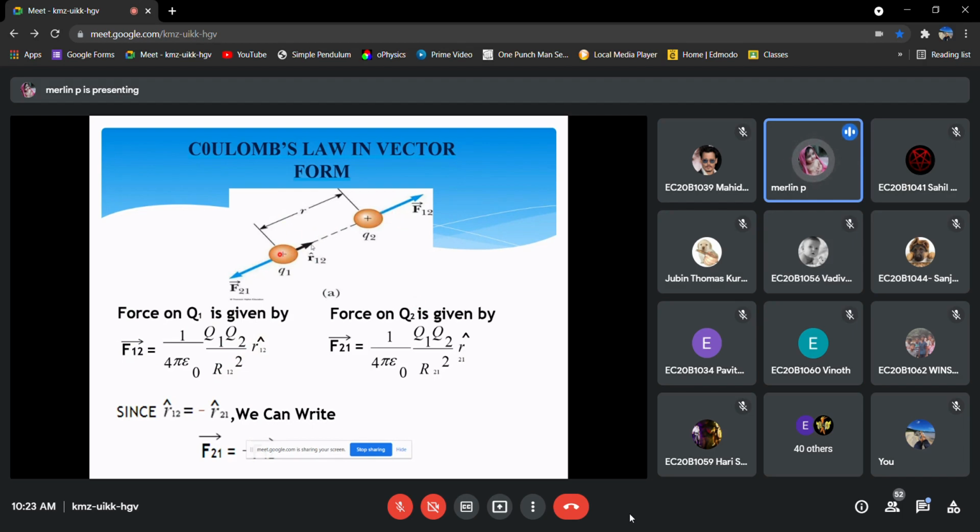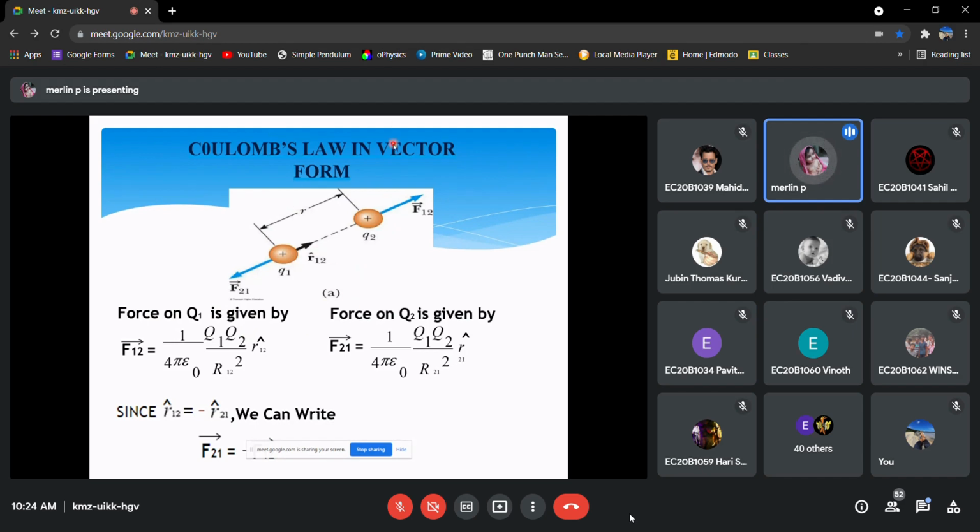So force 2 to 1. This is applicable for only 2 point charges. The force 1 to 2 is the force experienced by charge 2 from charge 1, which we have analyzed in this equation. And then force 2 to 1, the force exerted, is given in this equation. 2 to 1 means we have to write R21 and then the unit vector R21 cap. So how are the forces? Force 1 to 2 is going like this, and 2 to 1 is coming like this. So they are in opposite direction.